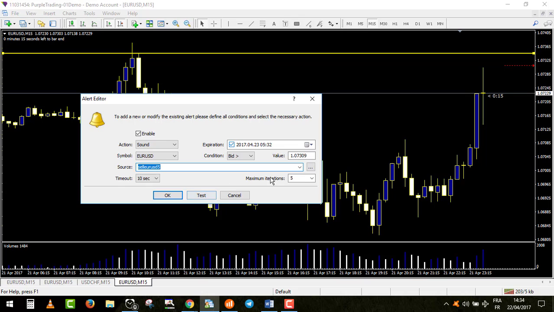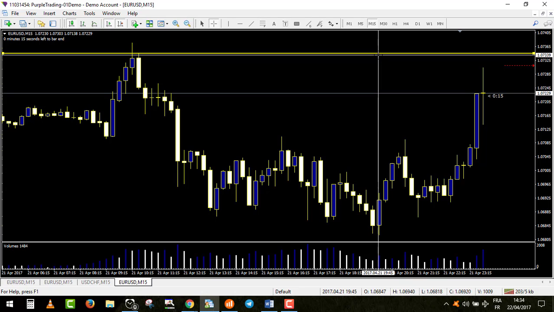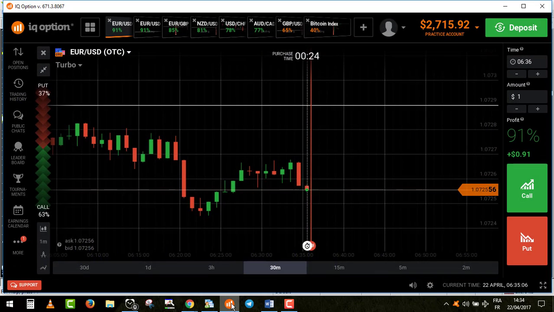I can test it. Maximum of time it will tell me, so I put 50, so it doesn't stop until I shut the alert, and I say OK. Now my SR is the yellow line, so here 1.07342. But I want to be alerted before the price reaches it, so I have the time to set the right expiration time on my broker and the right amount and verify all the data that I need to make my trade correctly on the broker.